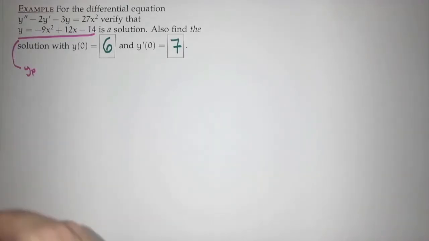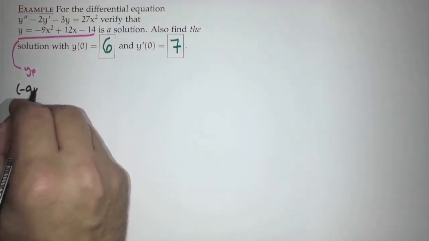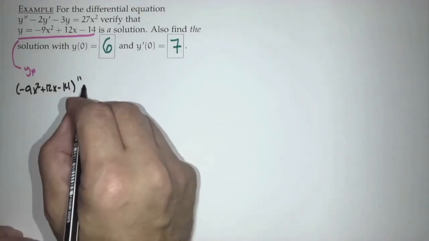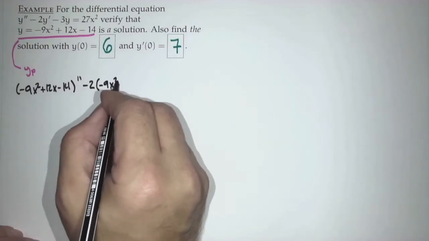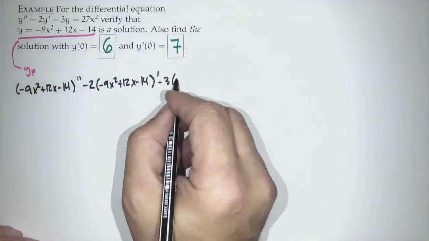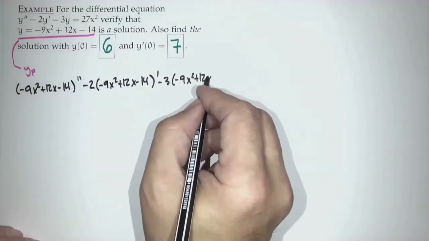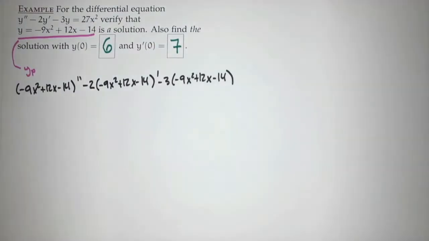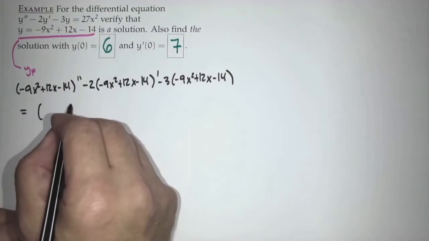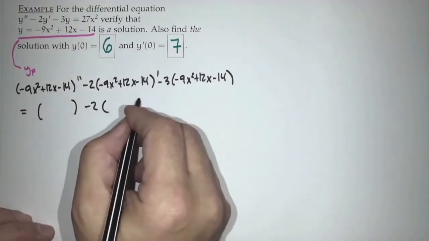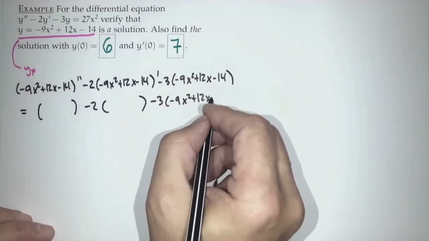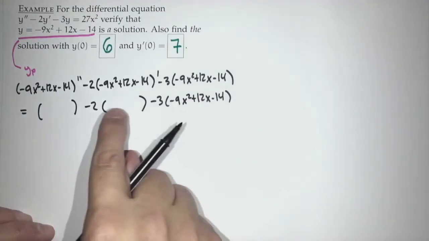We're going to take the second derivative of negative 9x squared plus 12x minus 14, minus 2 times the first derivative of that, minus 3 times negative 9x squared plus 12x minus 14. So we'll have something here, minus 2 times something there, and minus 3 times the function. That's easy to do, the function is just a copy. What's the first derivative?